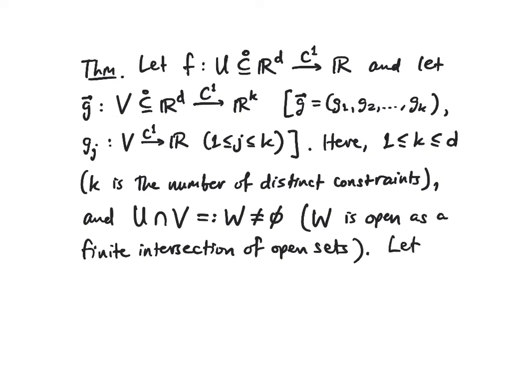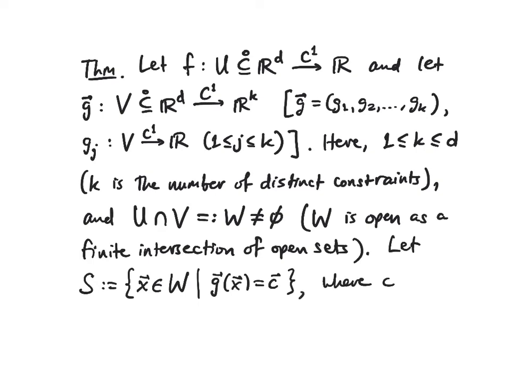Okay, so now let S, which is the constraint set, be defined as follows. We take all points x in W. Why in W? Well, that way, those points are both in the domain of the function f and in the domain of the function g. So there are no domain problems at all. So you take all x in W such that g of x is equal to c. And this is where c has to be in the range of g restricted to W, so that there are some x's in W that satisfy this.